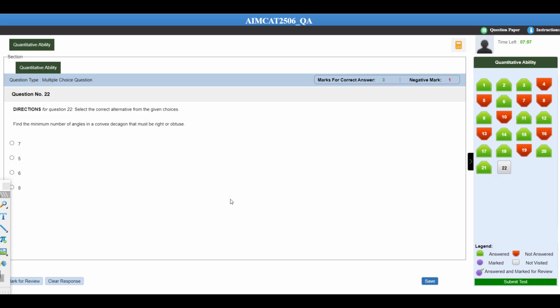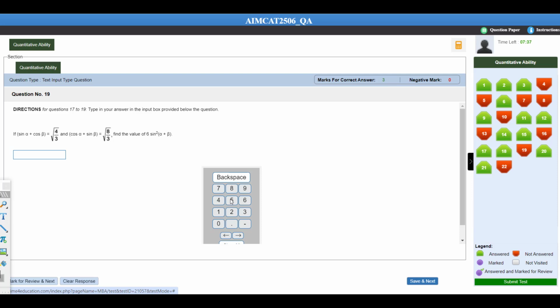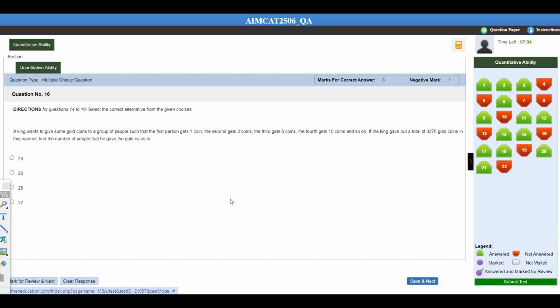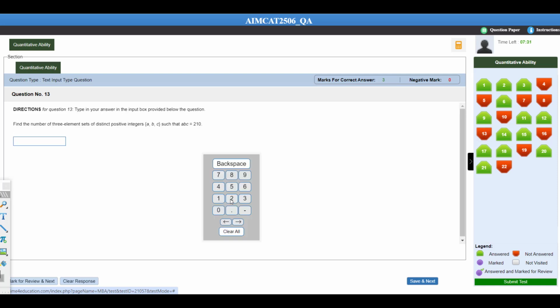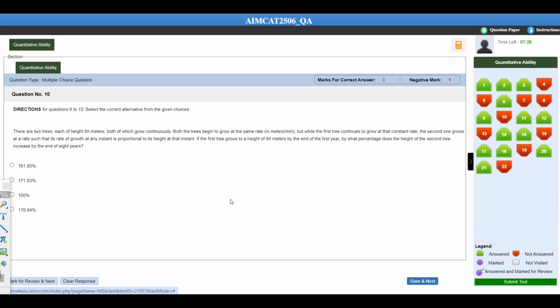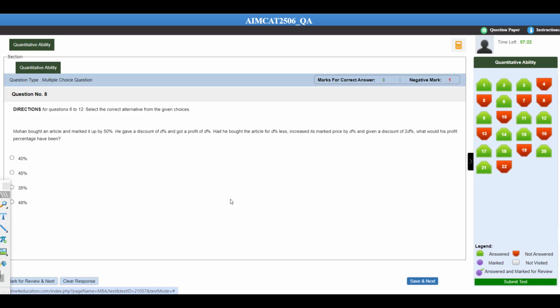Find the minimum number of angles in a convex decagon that must be right or obtuse. I guess there are high chances of getting this question wrong by me. Hold on, let me check the other questions. This is no, this is no. Now this is a bit lengthy question. 16th, 13th, again a lengthy question. 10th, okay, then 8th, 7th, 5th and 4th. Let's do the 4th question.